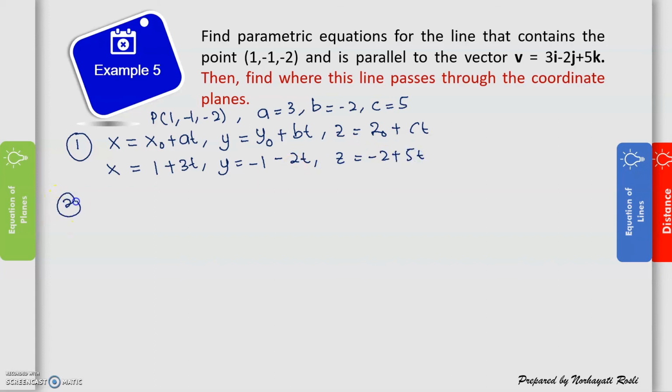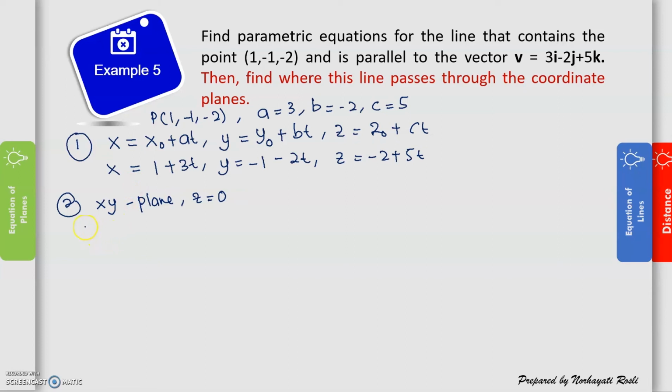And then number 2, we need to find where this line passes through the coordinate planes. That means you have to check all coordinate planes. We have 3 coordinate planes. The first one is the xy plane. For the xy plane, our z will be equal to 0. When z equal to 0, we use the third equation, z equal to negative 2 plus 5t. We can solve this to get the value of t. Then you can substitute the value of t into the y equation and x equation so that you can get the point where this line passes through the coordinate plane.